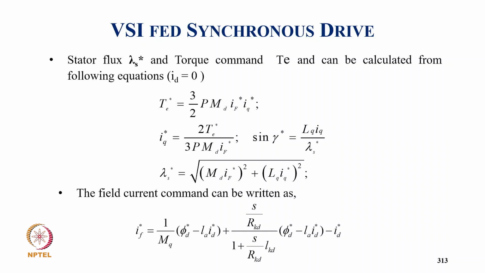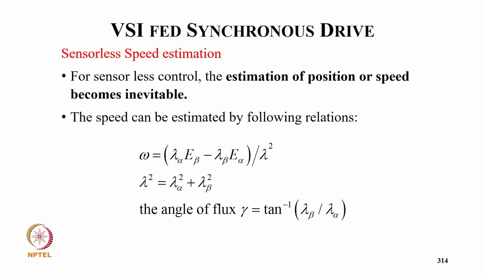So the field current command can be written as IF star equal to 1 upon M Q in bracket phi D star minus L ID plus S upon RKD upon 1 plus S RKD LKD bracket of phi D star minus L ID star minus phi D star.